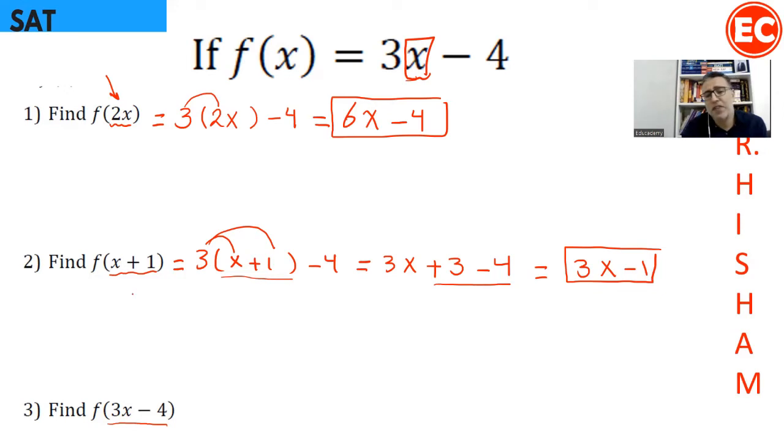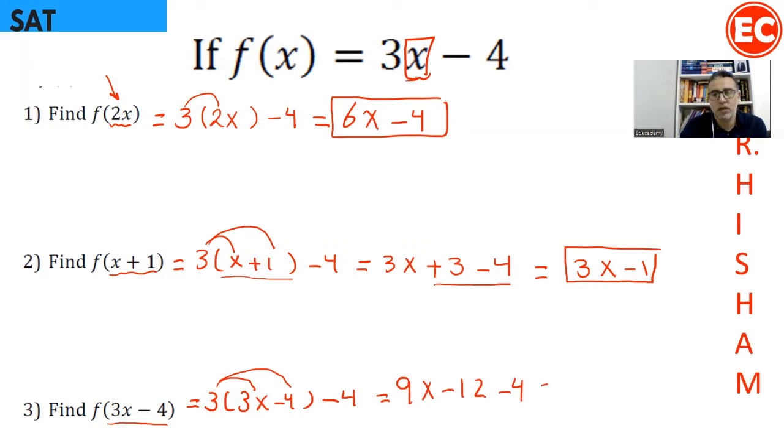F of 2x and f of x plus 1 and f of 3x minus 4, we're going to use them later in the transformation. Last one, 3, and replacing x with 3x minus 4 and the whole expression minus 4. Expand is going to be 9x minus 12 minus 4. So it's 9x minus 16. So as we can see here, the answer is not a whole number. The answer here is an expression in terms of x.